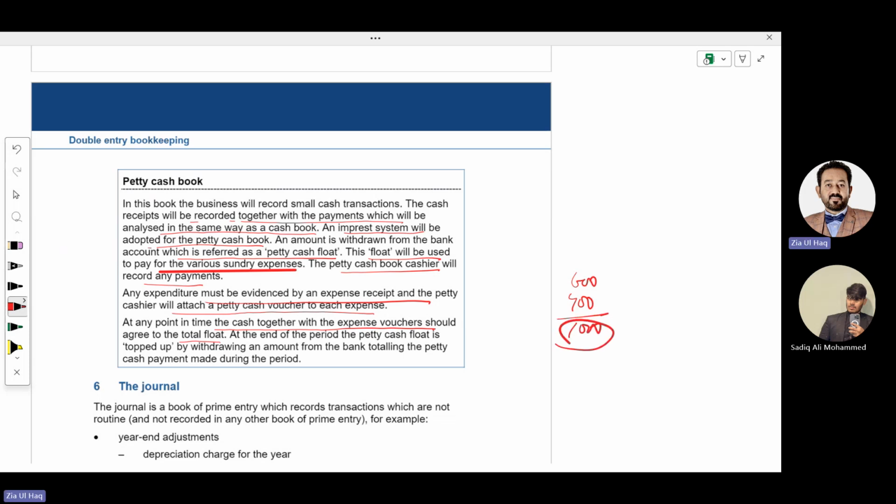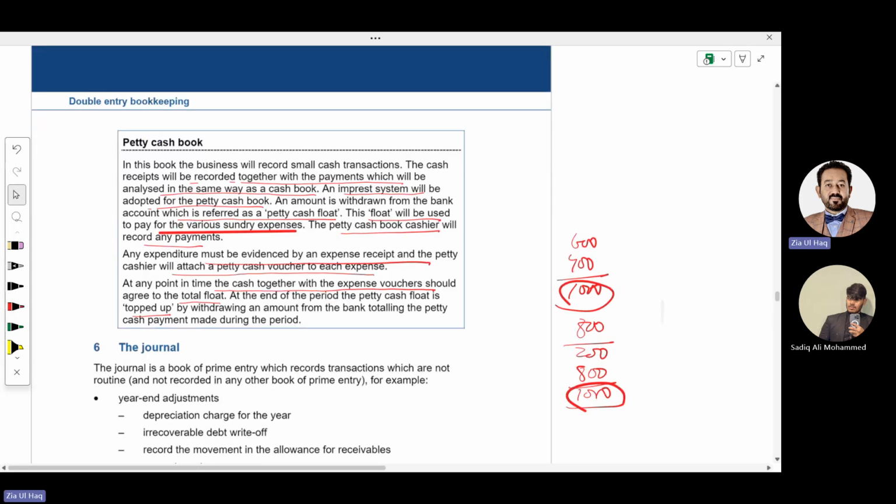At the end of the period, the petty cash float is topped up. Topped up means if suppose during the month there are expenditure of 800, so he's having remaining 200. So petty cash will be topped up with 800 to maintain the float at the start of the month. By withdrawing an amount from the bank totaling the petty cash payment made during the period. So what is float? What is imprest system? What is topped up? We have known all of these.